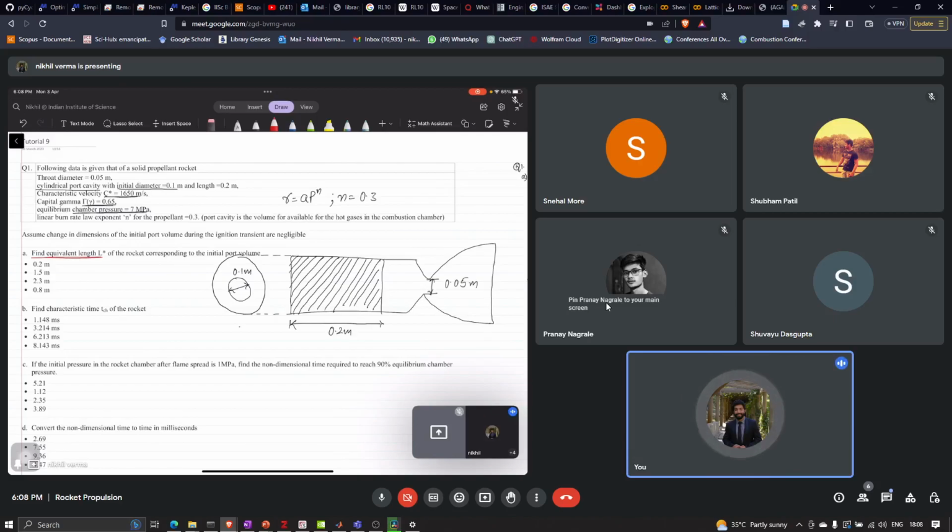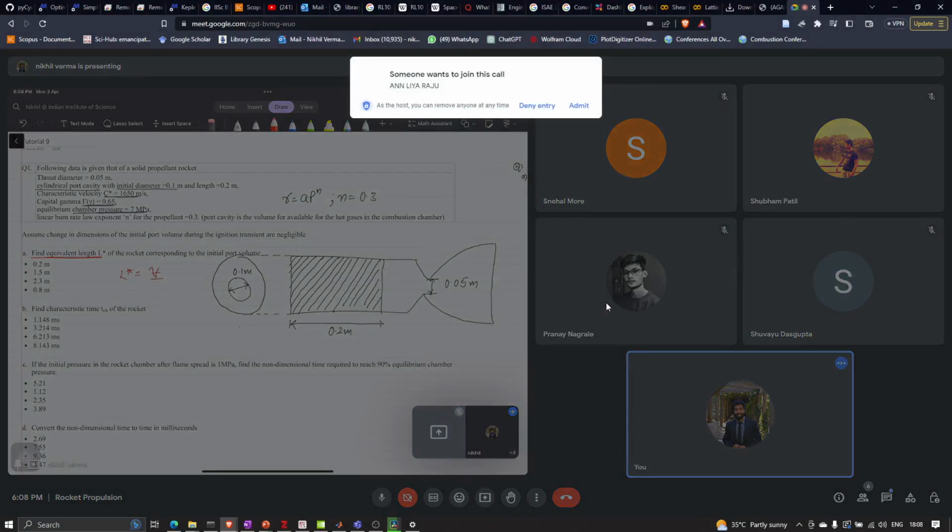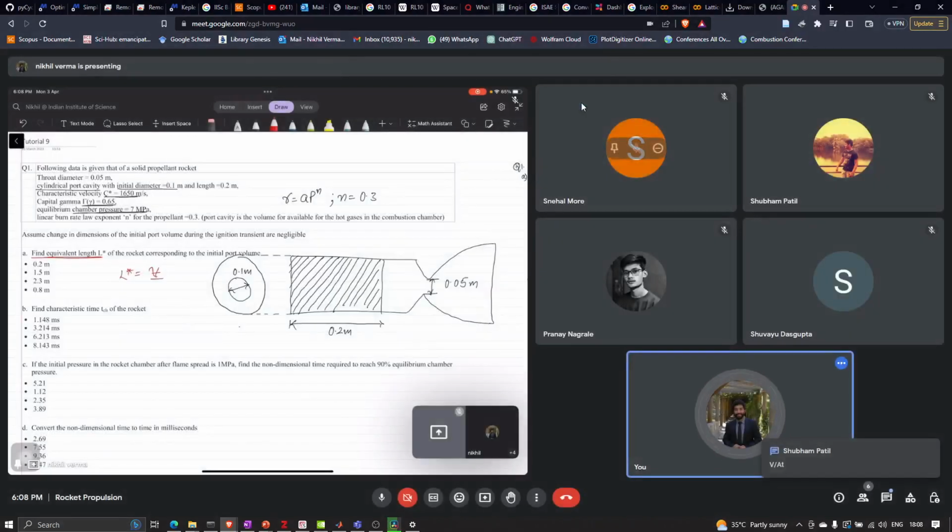So can somebody tell what is the formula for L star? How do we calculate L star for a rocket motor? Anybody would like to answer this? Okay, so L star is given as the volume of the rocket motor, the combustion chamber, divided by the throat area.